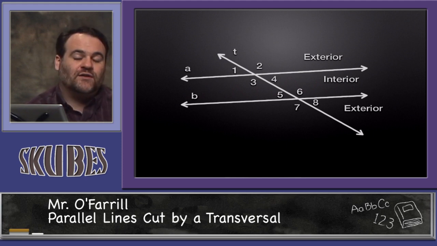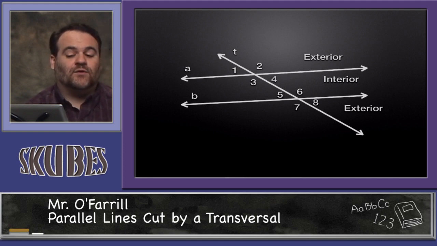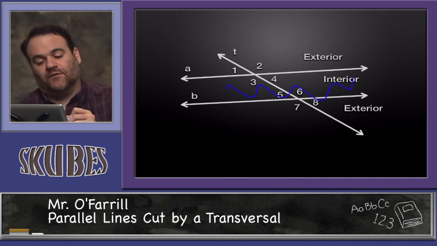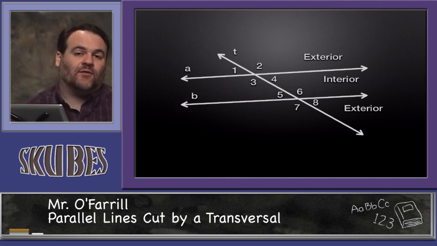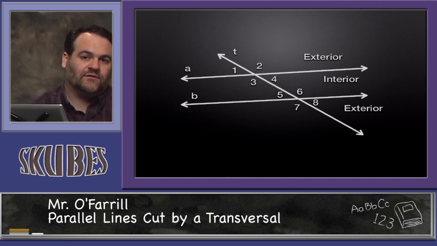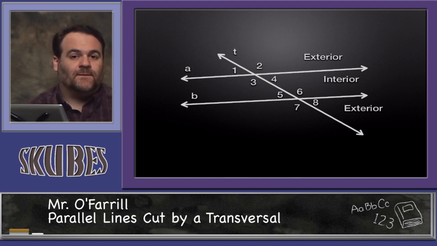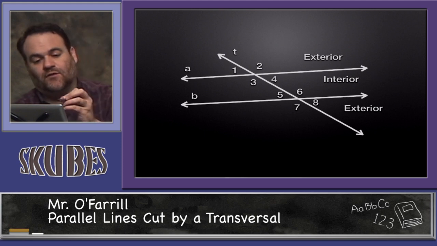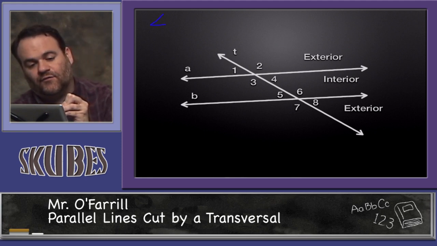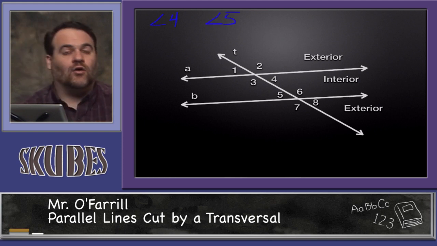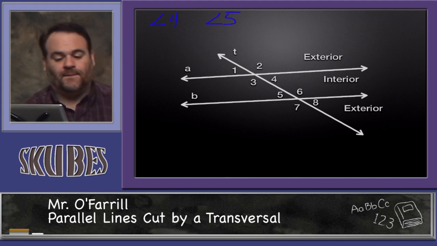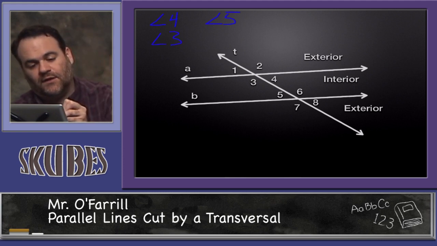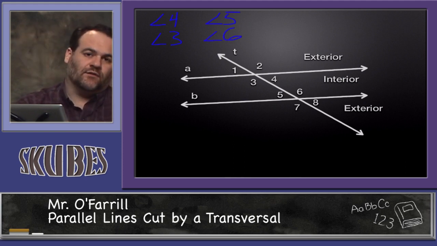Let's take a look at alternate interior angles. Well, the interior angles, since we're looking at the ones inside, is going to have to be something involving angles 3, 4, 5, and 6. The word alternate means they're on alternating sides of the transversal. So angle 4 and angle 5 are alternate interior angles. Angle 3 and angle 6 are alternate interior angles.